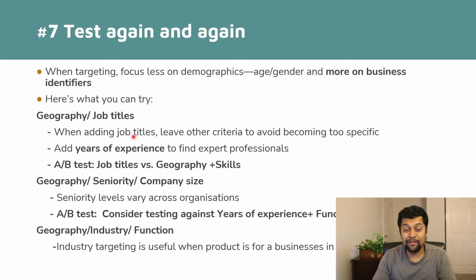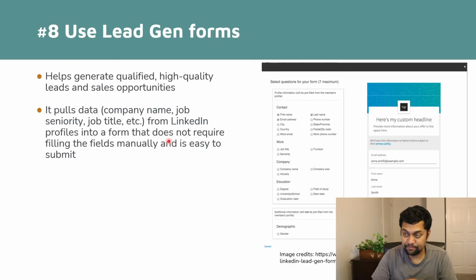You can A/B test between like job title versus geography plus skills. So that's again one way to do that. You can use geography, seniority, and company size as one combination. So again, in terms of seniority, you can say how many years of experience so and so person needs to have, and you can add the job function. And then finally, you can have like geography, industry, and job function as a combination in terms of targeting. So industry targeting is useful when the product is for a business in a specific industry. So again, these are some combinations that you can try out to see which one works best for your business.